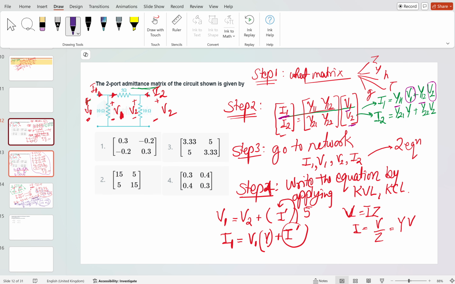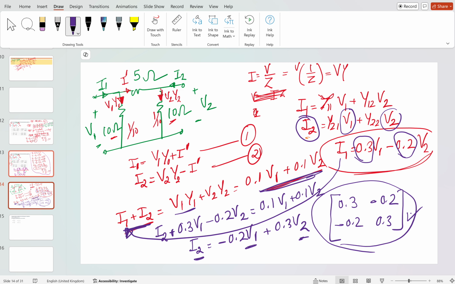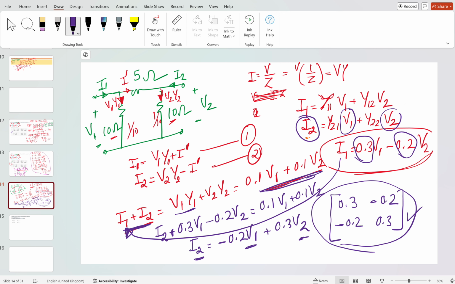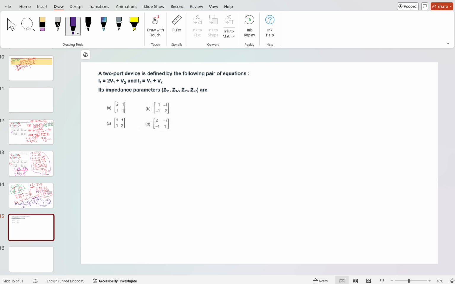What we have done, we have got 0.3, minus 0.2, minus 0.2, 0.3, which is matching with the first option. Okay, that is the important thing you should remember. Try to find out this.